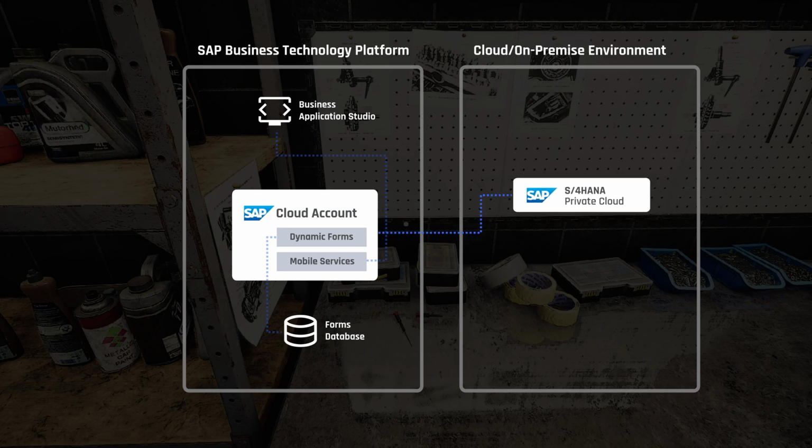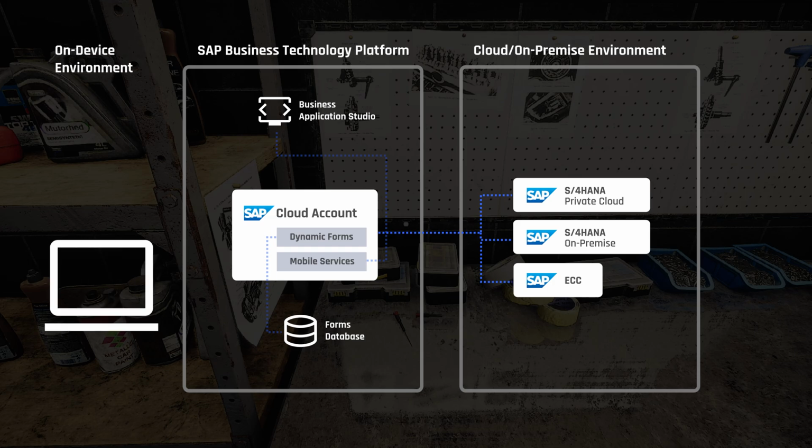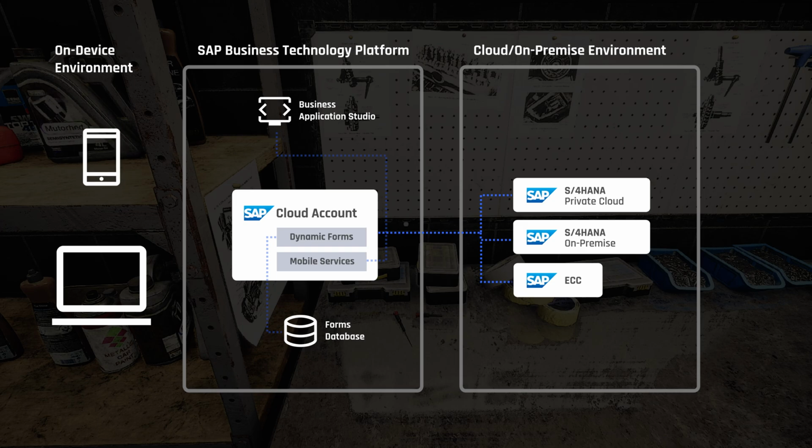We can do it with S/4HANA, private cloud, or on-premise. Or we can connect it with SAP ECC. This way, forms can be part of, for example, PM notifications or work orders. Of course, there is specific configuration and connection setup needed, but for the sake of simplicity, I skip it here. Once this is in place, the forms can be accessed on a desktop or mobile device via custom mobile application or SAP Service and Asset Manager.